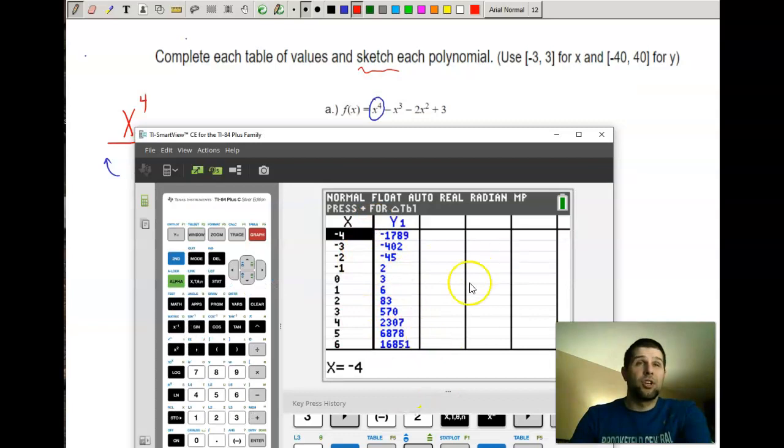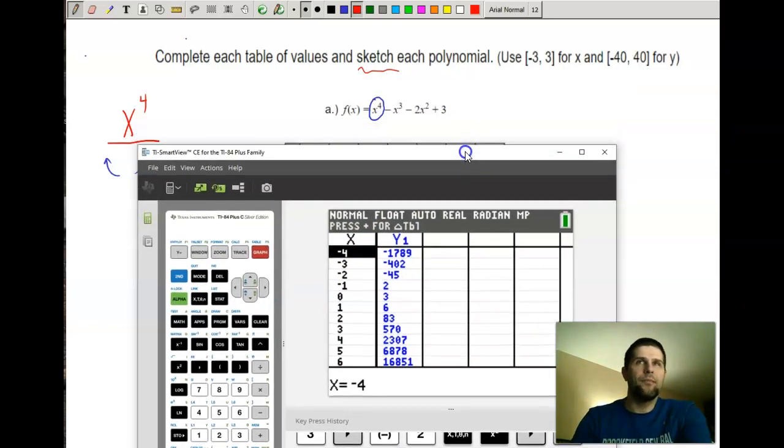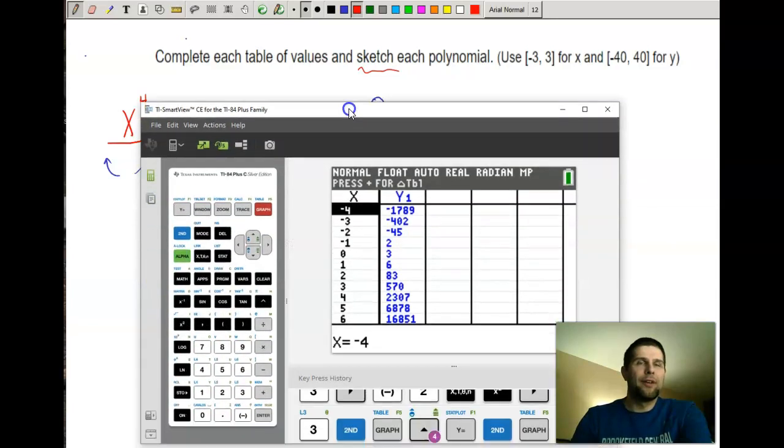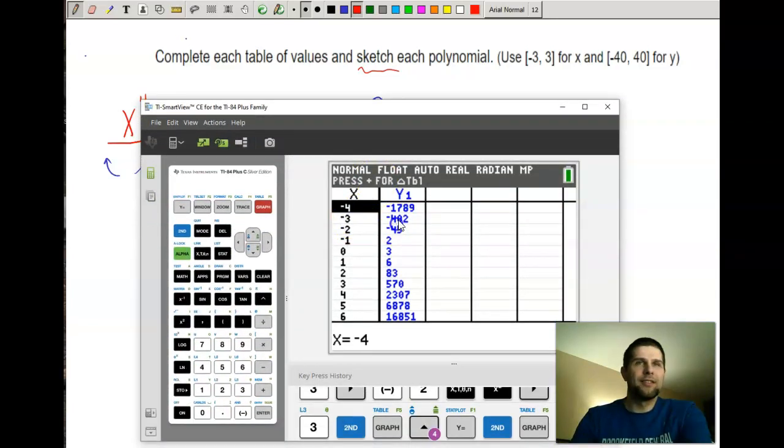And we're going to use this chart to sketch the graph. So the first thing I'm noticing is that when we try to plug in -3, we got 93. But if I look at my chart, -3 is -402. So something's wrong there. And this is going to happen. So it's good that I just did this.